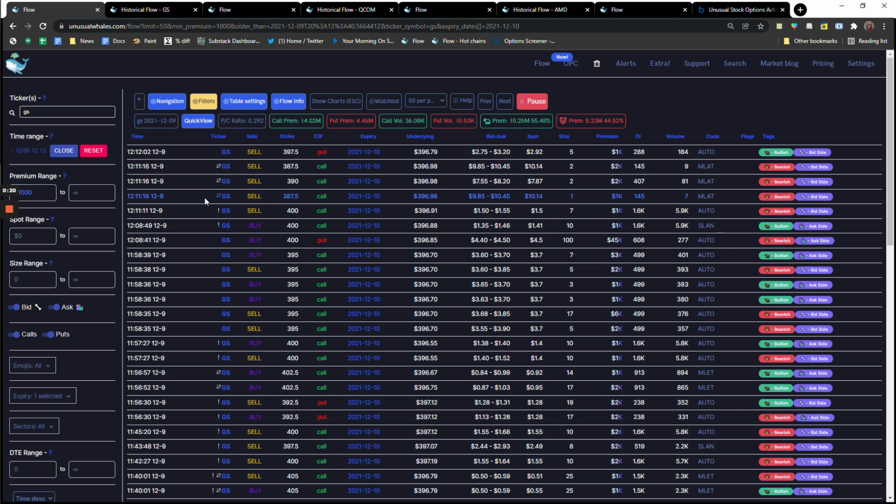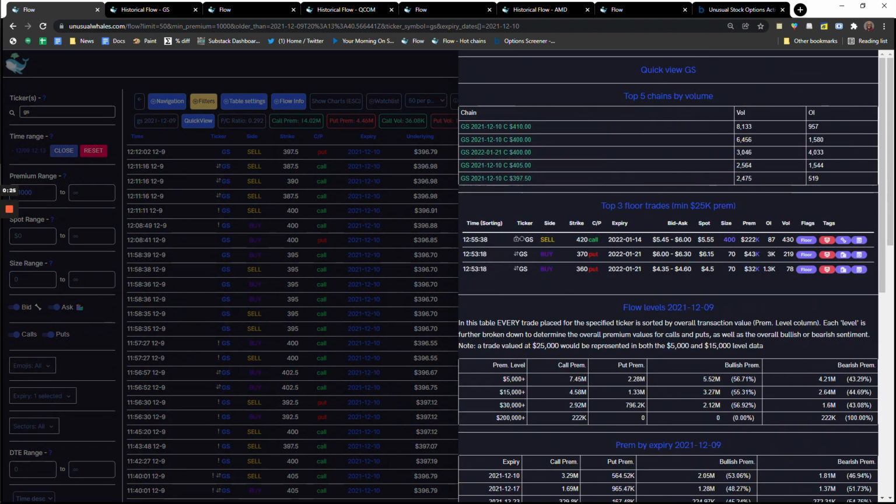My first pick, Goldman Sachs, GS. First thing that caught my eye was the 410 12/10 calls, volume to open interest. This volume is at 81.33 versus the open interest. The higher the volume to open interest ratio, the more unusual a play is. 1 is the baseline. Anything above that is just getting stranger. 8 is very high. That's a lot of people piling in.